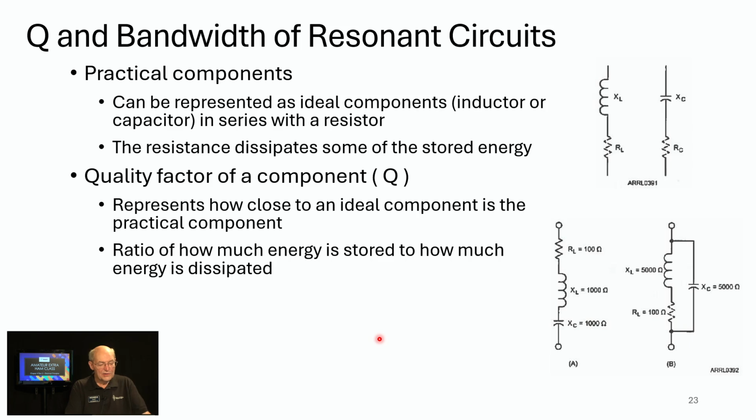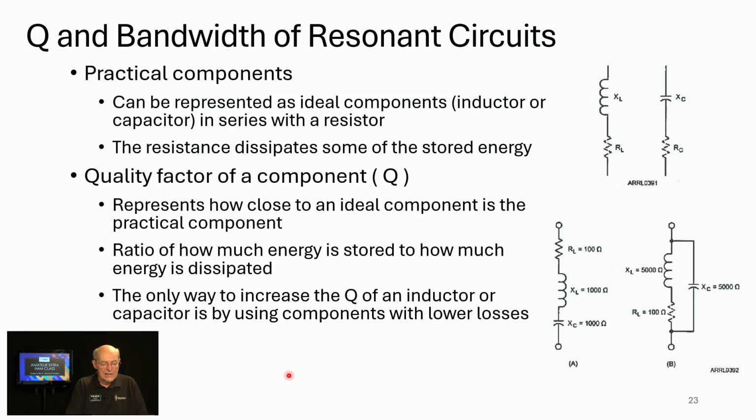So the quality factor, or Q, tells us how perfect that part is. Is it purely inductive, or is it watered down a little bit by resistance? And of course it always is, a little bit. And there are some techniques to minimize that. The ratio of how much energy is stored to how much energy is dissipated is really the definition of the concept of Q, or quality factor, for a part or a circuit.